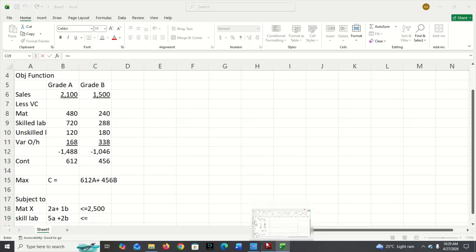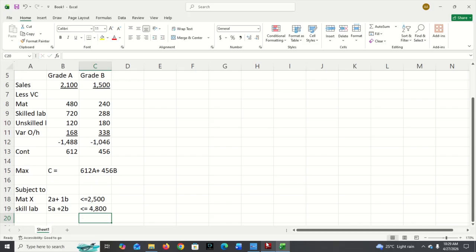The second one is what? Let's look at skilled labor. We only have a maximum of 4,800 hours. Okay. So 4,800 hours. Let's look at the next one.